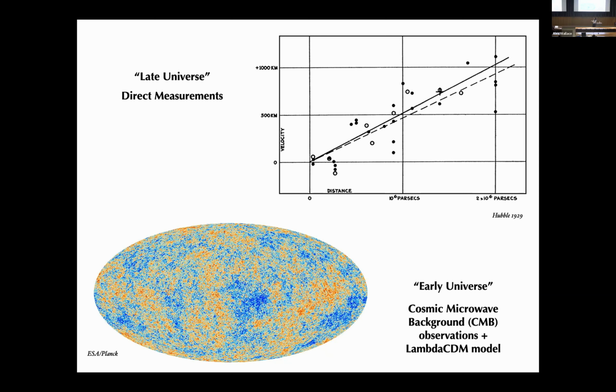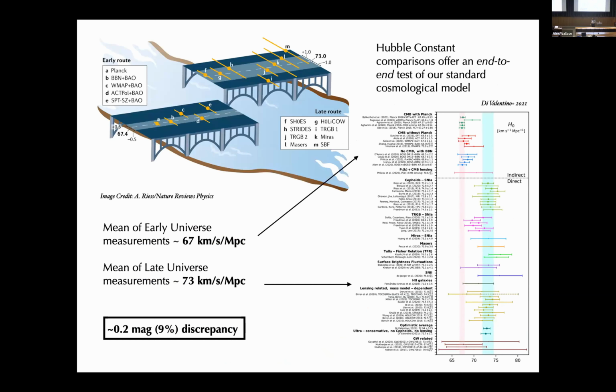And when you take that and combine it with the CMB, you can propagate forward to see what the Hubble constant would be today. And that's what we call an early universe measurement, but it's not exactly a direct measurement because it's model dependent. So what we're actually finding now, and what is called the Hubble tension, is that if you compare your early universe measurements with your late universe measurements, you find a discrepancy on the order of about 0.2 magnitudes, or 9%.